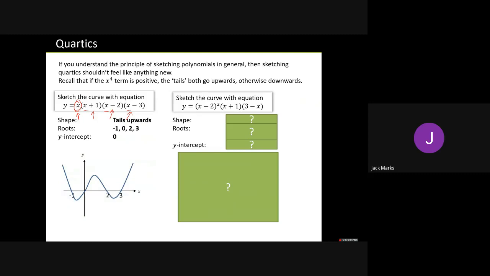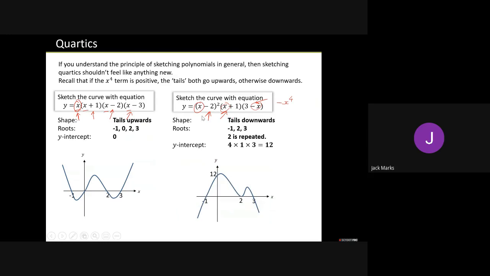Again, another example. 2, -1, and 3 are the roots. 2 is a repeated root. The shape, x squared, x cubed, so minus x to the 4, tails downwards. Roots we've discussed, and the intercept, -2 times -2, times 1 times 3. Put it all together, and this is what we get.